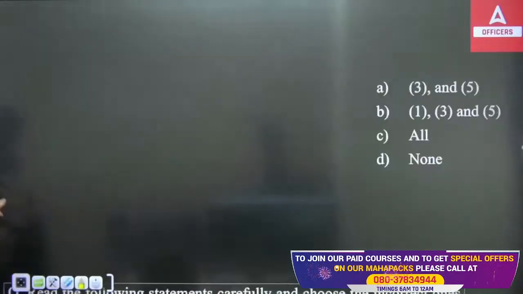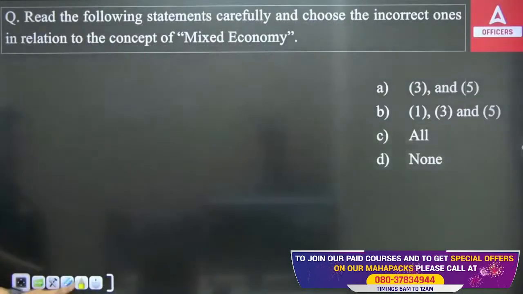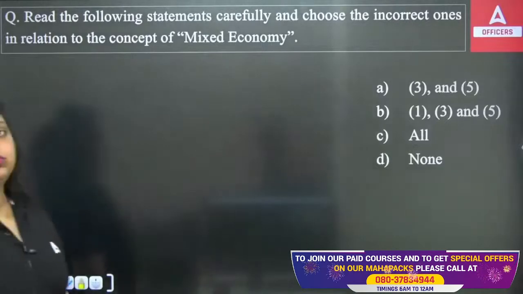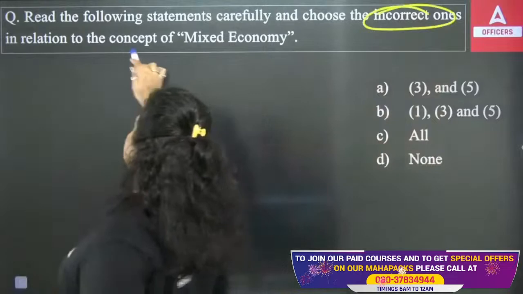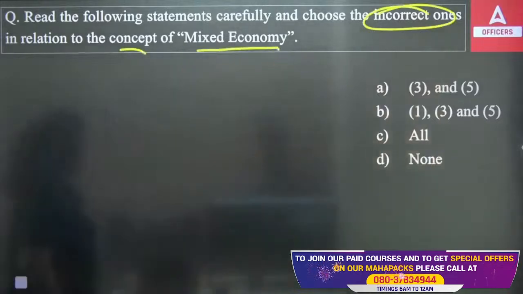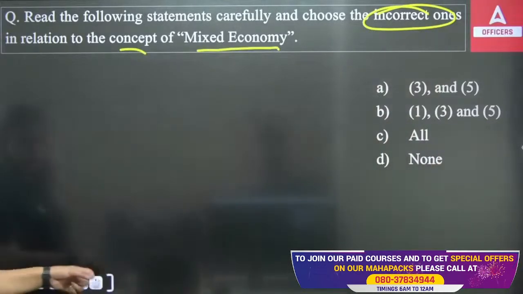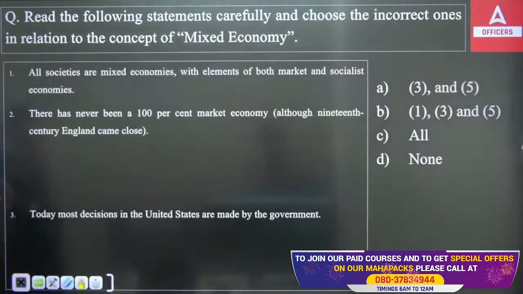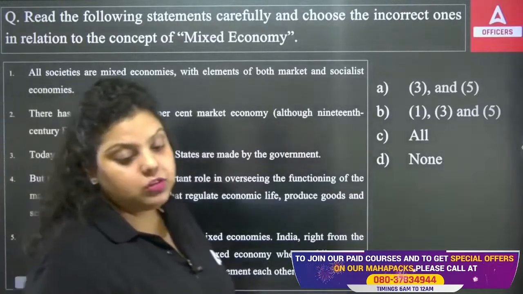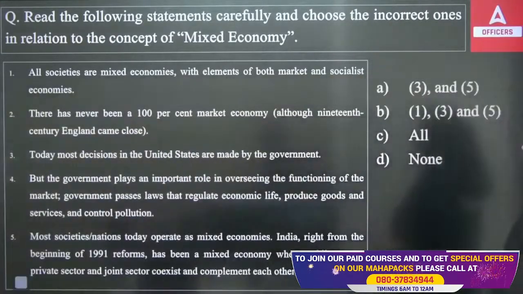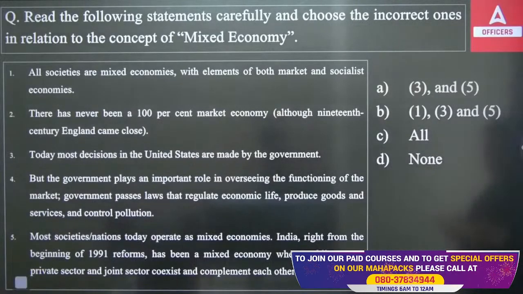Okay, next question. Read the following statements carefully and choose which statement is incorrect in relation to the concept of mixed economy. So we have these options. 5 statements are there. Out of that, you have to tell which of the following is the incorrect one in relation to the mixed economy. Mixed economy is also known as dual economy, and you have to answer which of the following is correct.